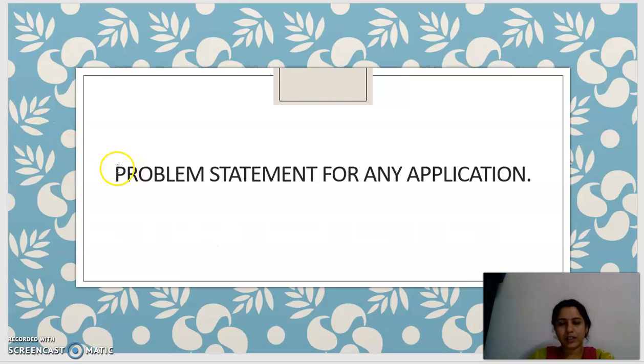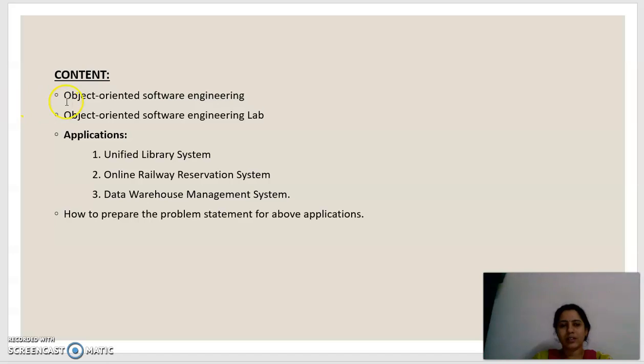Hello everyone, and the topic is how to write the problem statement for any application. This is the first task in the object oriented software engineering lab. Before moving to the lab, let's first see what object oriented software engineering is, what the object oriented software engineering lab is, what applications are used in this lab, and how to prepare the problem statement for those applications. This is the content of this video.